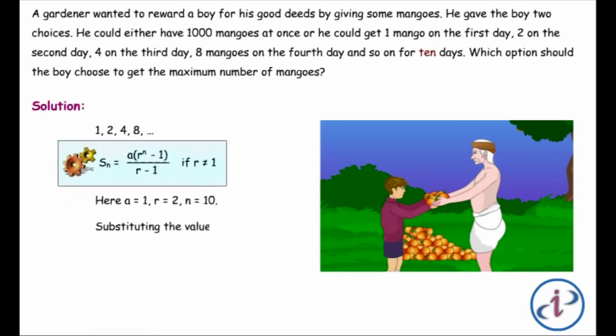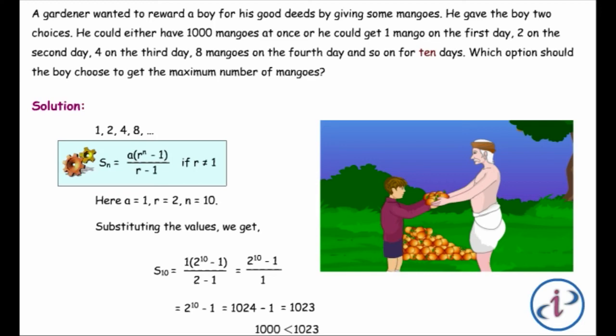Substituting the values, we get S10 is equal to 1 times (2 to the power of 10 minus 1) whole divided by 2 minus 1. That is equal to (2 to the power of 10 minus 1) whole divided by 1, which is equal to 2 to the power of 10 minus 1. That is equal to 1024 minus 1, which is equal to 1023. 1000 is lesser than 1023.